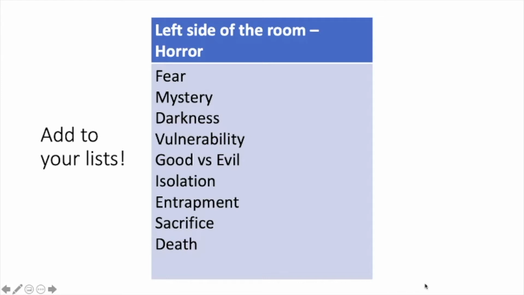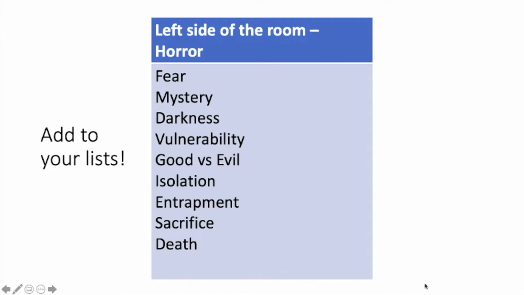Vulnerability is a big one. Often, quite typically, there is a female character who gets murdered first. They are seen and represented as vulnerable in this genre. There's also this idea of good versus evil. So it may be somebody who is good working against maybe the evil spirit. It could be an evil character against maybe the police. It could be that idea of a good person versus a bad person in the horror genre is a theme as well. Isolation. So kind of similar to vulnerability.